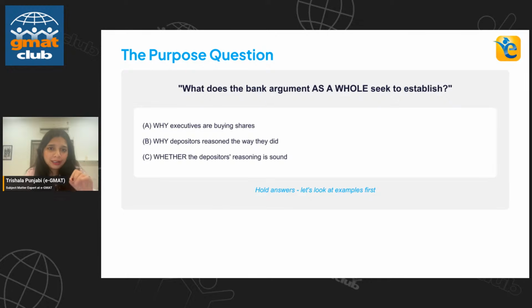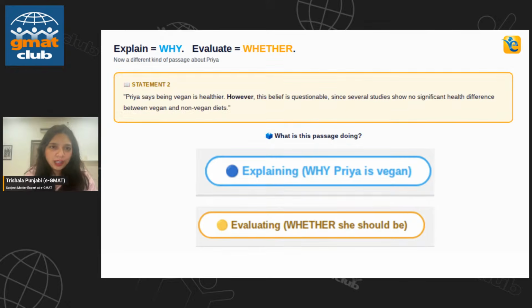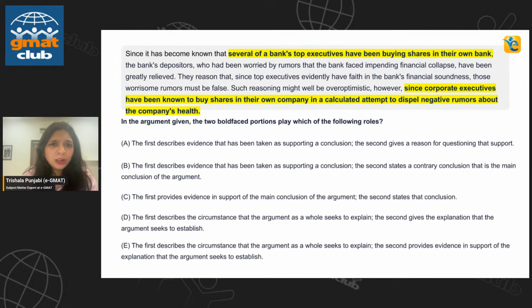We have covered that the entire argument is evaluating and not explaining. All right. So now what do we have here? Now that we have all of this, what do you guys think of A and B? Both of them have the same first statement: the first describes evidence that has been taken as supporting a conclusion. Do you think it's correct? Just the first part, A and B. Or incorrect? Tell me, and tell me why.